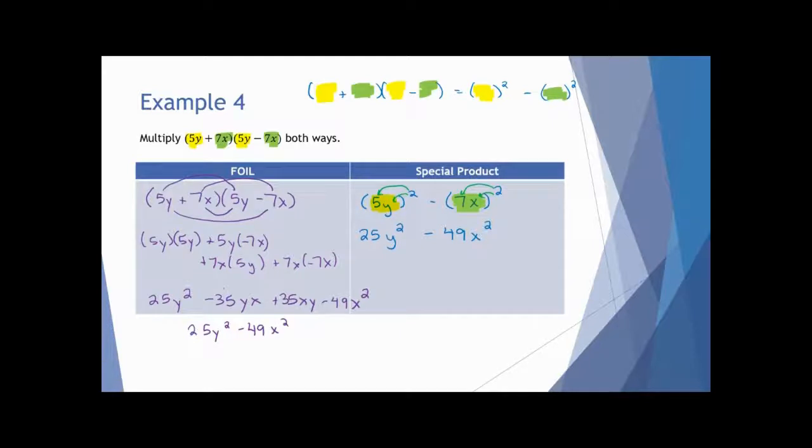So that's what it would look like going through FOIL as compared to the special product, which is a shortcut because you don't have to write so many steps.